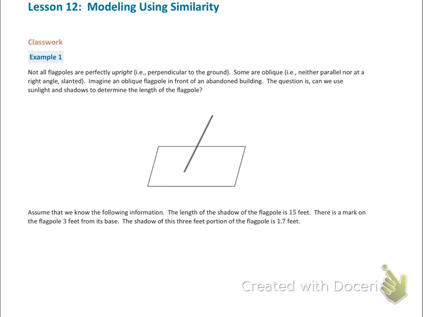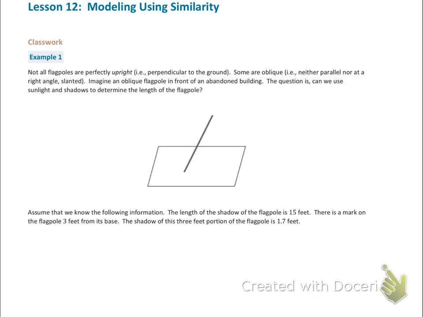Okay, so what I'd like you to do is just mark up the diagram with what we know and see if you can figure out where there would be similar triangles in this situation, because these will end up being similar triangles. So think about where both shadows would be, and how we could use that to figure out the length of the flagpole, or the height of the flagpole. Actually, it's the length of the flagpole that we want.